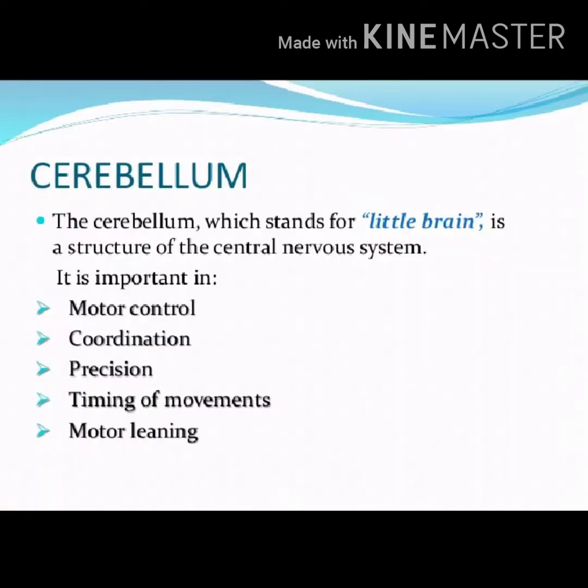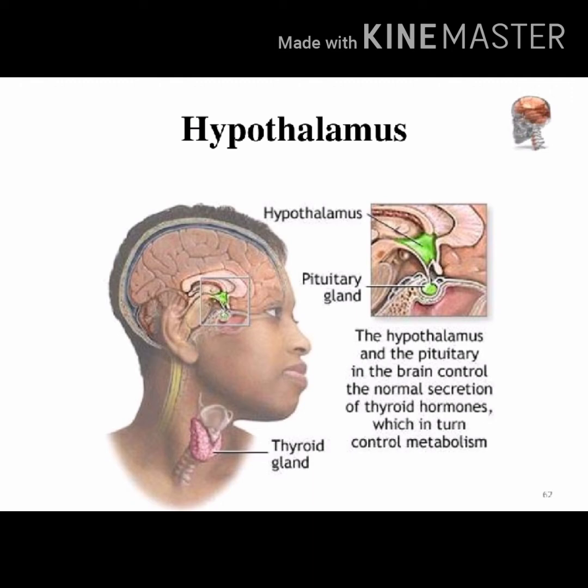So we all say cerebellum is the little brain because it has an important role in motor control, coordination, precision, timing of movement and motor learning. Next one is the hypothalamus. Hypothalamus contains a pituitary gland. Here the green color indicates the hypothalamus, which controls the normal secretion of the thyroid hormones, which in turn control metabolism. And here the pituitary gland secretes many hormones. Most of the hormones are secreted from the anterior and posterior pituitary glands.